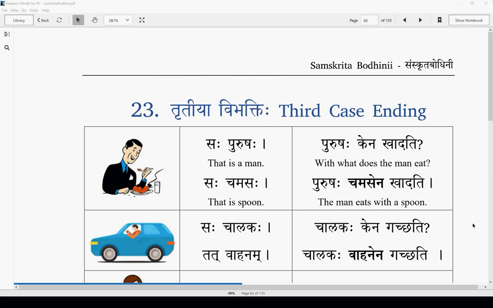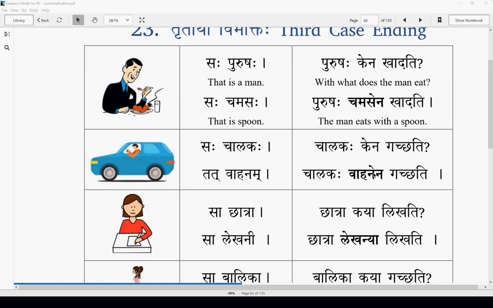Now the next one is Tritiya Vibhakti, the third case ending. So when is the third case ending used? In what role does it play? The Namapadam with the Tritiya Vibhakti form, what role does it play in a sentence? That we will see today. There are some examples here.